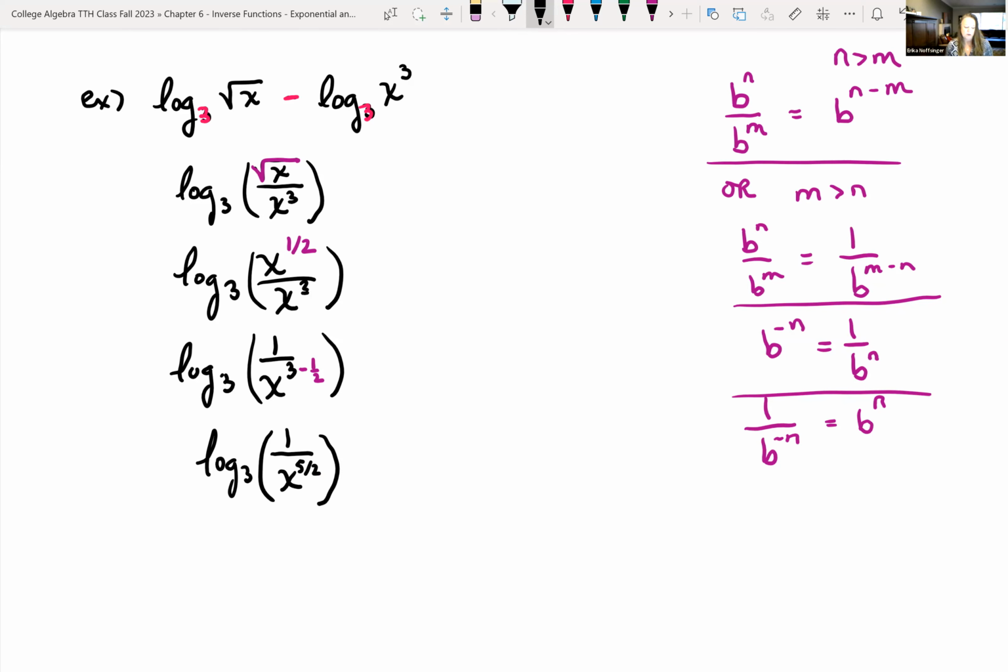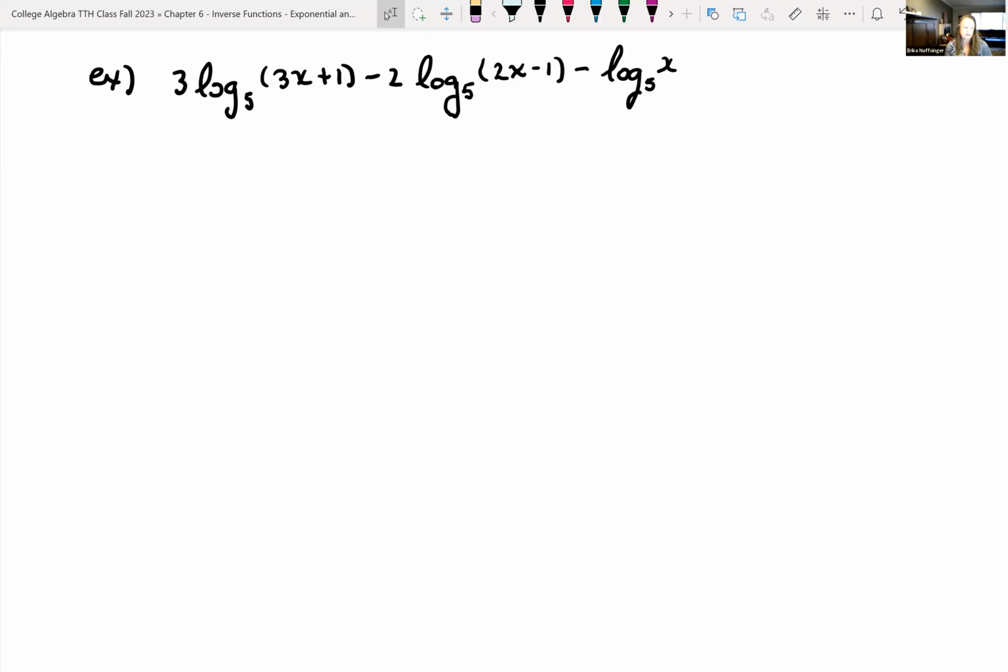So this is a property more that we're going to be using today when we're solving logarithmic equations, trying to solve for our variable. We're going to be wanting to be able to rewrite a sum or difference of logs into one logarithm.